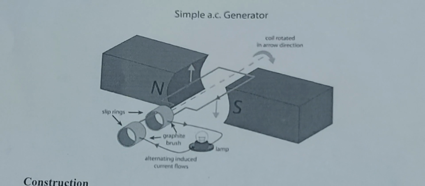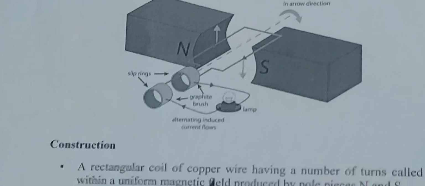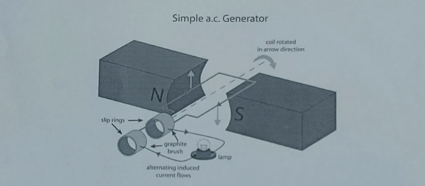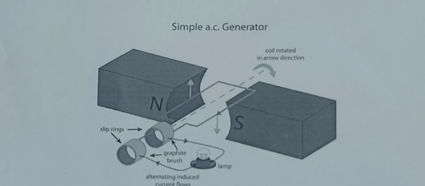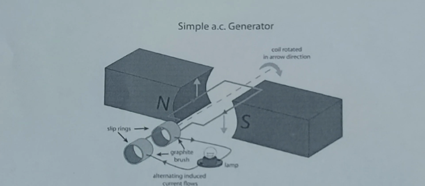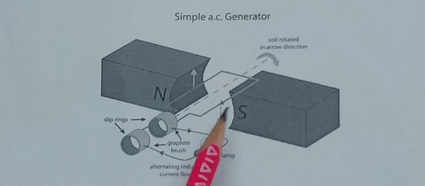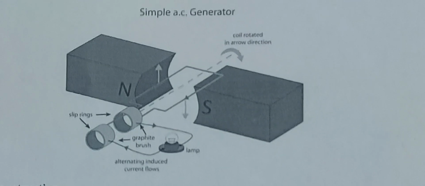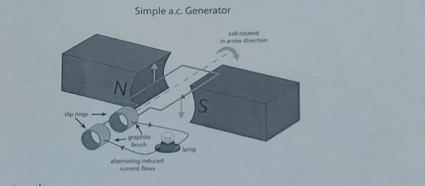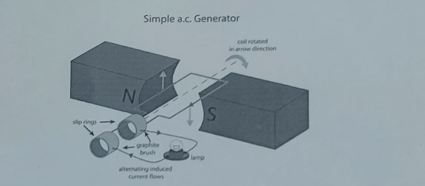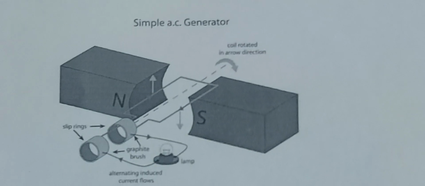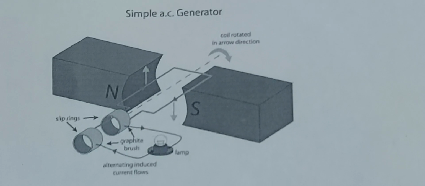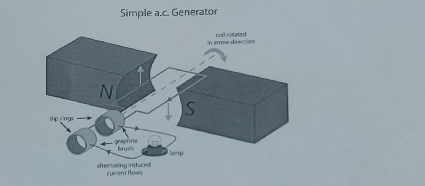In construction, a rectangular coil of wire has a number of turns. Here a rectangular coil of copper, also called the armature, is kept inside the two powerful bar magnets. The two ends of the coil are connected to circular rings known as slip rings, or collecting rings. The slip rings are used to prevent the twisting and tangling of wire in a circuit.